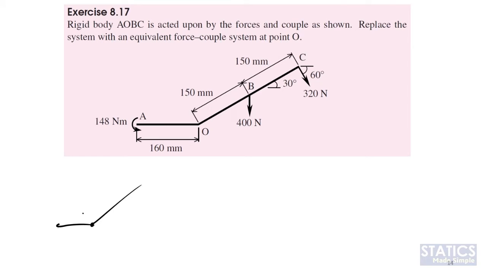Basically, we want to know the effect of all these forces and moment at point O. For this rigid body and this point O, we want to know the sum of forces here and the sum of moment at point O, or the resultant at point O. So in this example, we need to solve for the resultant at point O plus the summation of moment at point O. Let us solve for the resultant first.